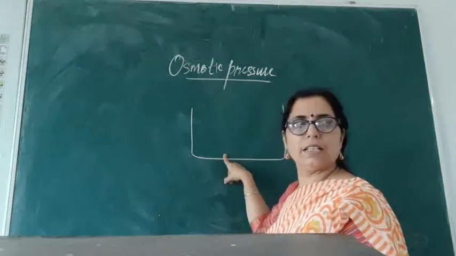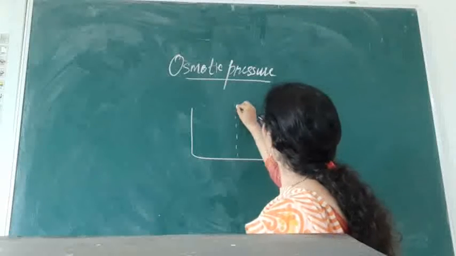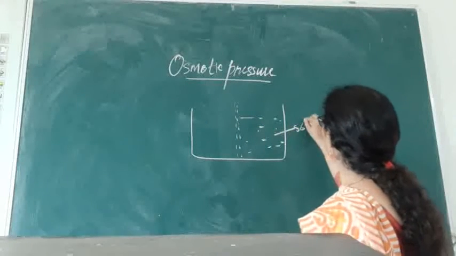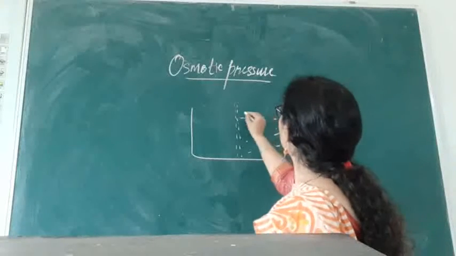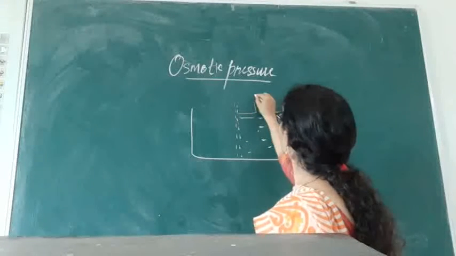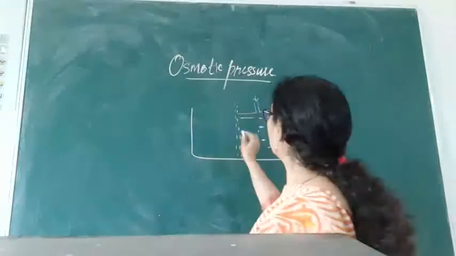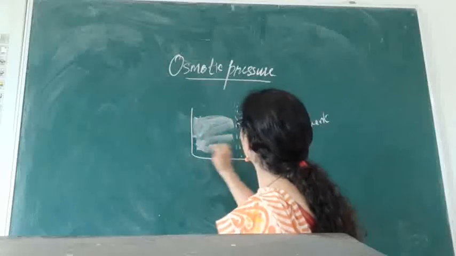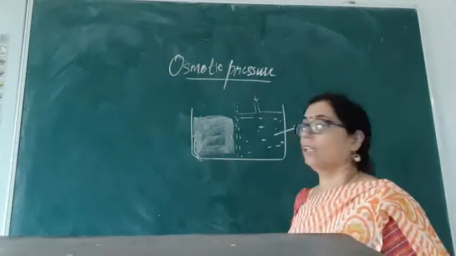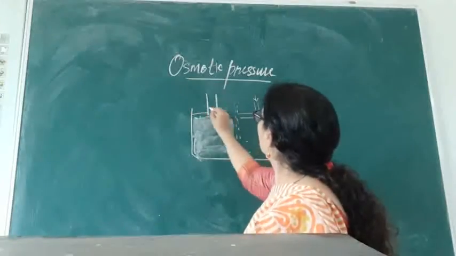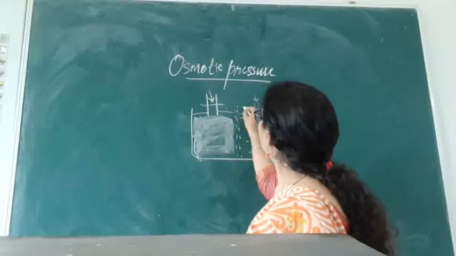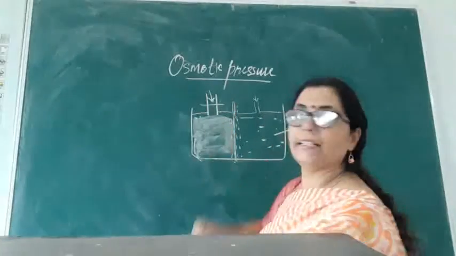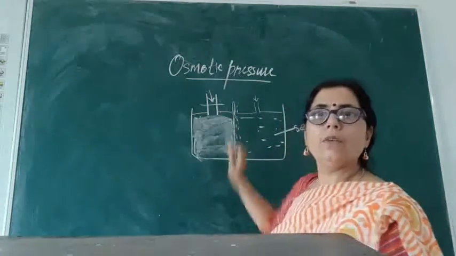This is a container divided by a semi-permeable membrane. In this part you will find the solvent molecules, and here there is an opening to add more solvent. This other part contains a highly concentrated solution, and to it a piston is added to maintain the pressure. Now what happens here?